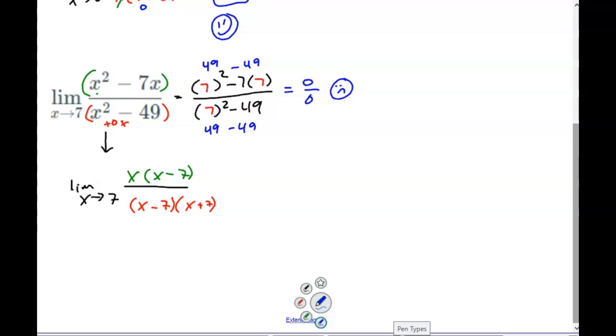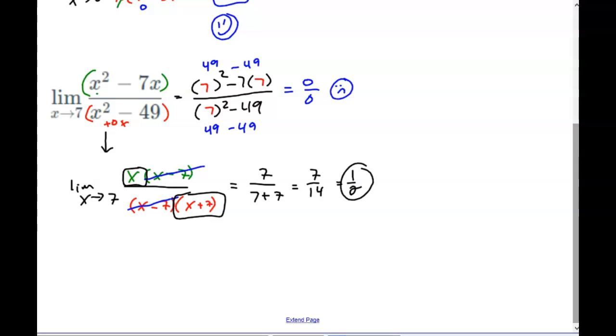Now we're looking at reducing out a common factor. And this time it's not just an x in common. We have more than that. We've got a whole x minus 7 and an x minus 7 on top and on bottom. And what's left over now is just the x over the x plus 7. And now I can plug in 7. So we're going to do 7 over 7 plus 7, which is 7/14, but we reduce that down to 1/2.